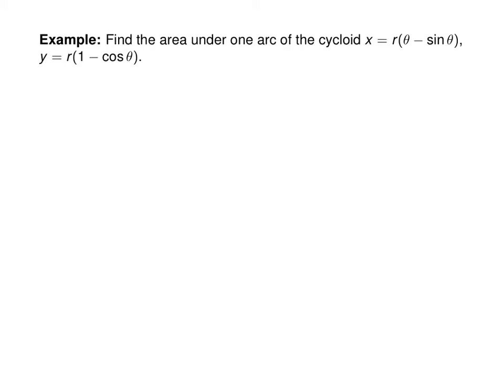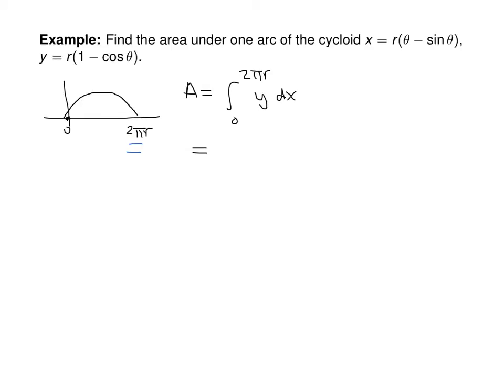So let's use this to find the area under one arc of the cycloid. So first recall from that earlier example that the arc goes from x equals 0 to 2 pi r. So the area is equal to an integral from 0 to 2 pi r of y dx. And this 2 pi r corresponded to theta being 2 pi. So this becomes an integral from 0 to 2 pi. Y is the equation r times 1 minus cosine of theta. And dx is the derivative of this one, which will be r times 1 minus cosine theta d theta.